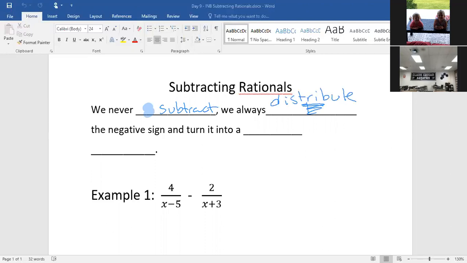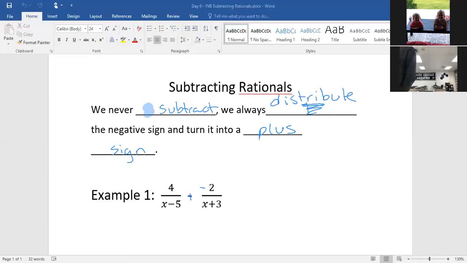We're going to distribute the negative sign and turn it into a plus sign. So no different than what you did yesterday, except instead of saying 4 over x minus 5 minus 2 over x plus 3, we're going to say that this is plus the negative version of that. Just like yesterday, we need to find a common denominator, and then once we have that, we can combine like terms in the numerator and go from there.